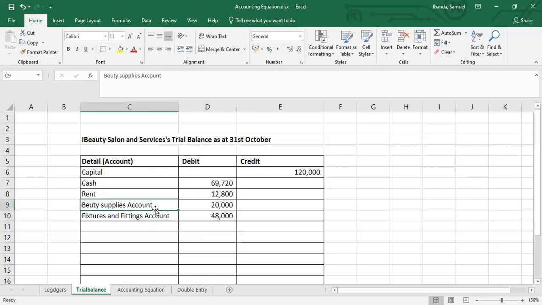Beauty supplies, this is like stock, so that is why it has a debit balance. It's like inventory. Inventory is a current asset. Fixtures and fittings, as you can see, has 48,000. It's also a non-current asset. All right.